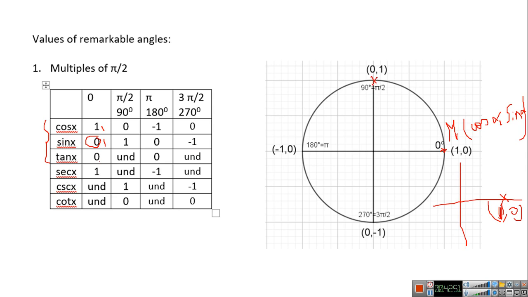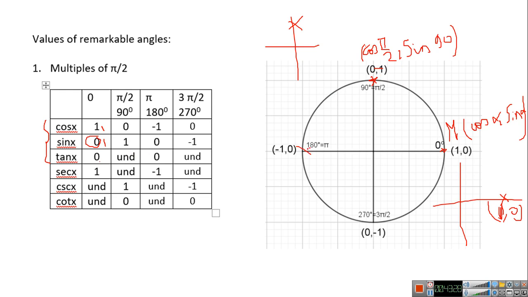If you have 90 degrees, which is pi over 2, as you can see, the x component of the point here is 0, this is the cosine of 90, and this is the sine of 90. So cosine 90, as you can see, I don't have an abscissa. If you are on the y-axis, the abscissa is 0, so cosine 90 is 0. Sine 90 is 1. Tangent is sine over cosine, 1 over 0 is undefined.